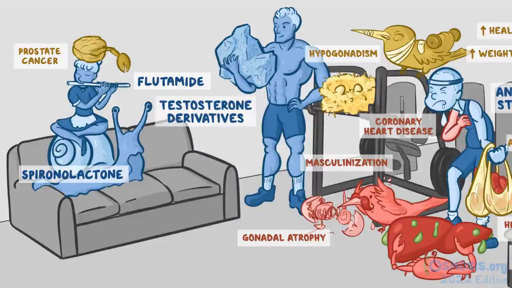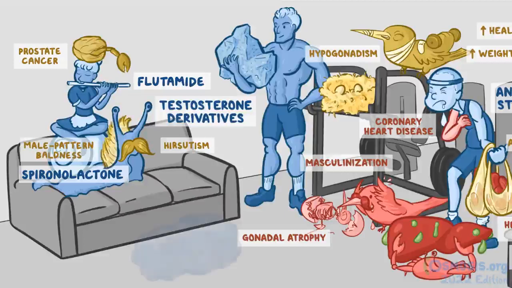Spironolactone can treat symptoms of virilization, like hirsutism, so let's give the snail a big bushy mustache. In men, it can treat male pattern baldness, so let's give him a large mohawk to represent hair growth. Okay, on to the 5-alpha reductase inhibitors.